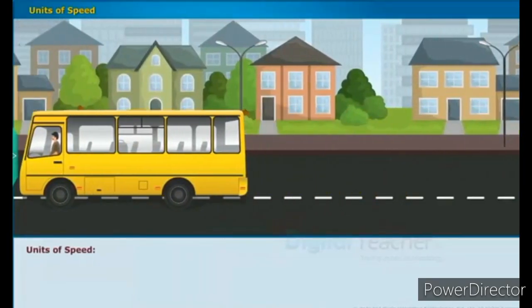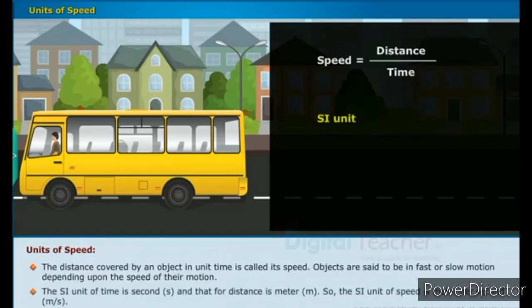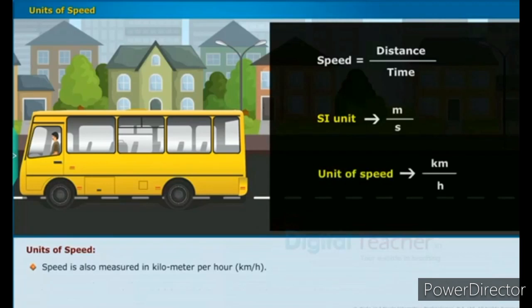Units of speed. The distance covered by an object in unit time is called its speed. Objects are said to be in fast or slow motion depending upon the speed of their motion. The SI unit of time is second and that for distance is meter. So, the SI unit of speed is meter per second. Speed is also measured in kilometer per hour, which is simply written as km/h.